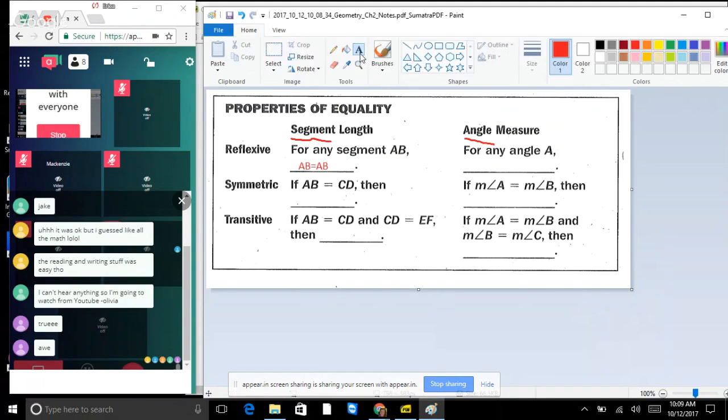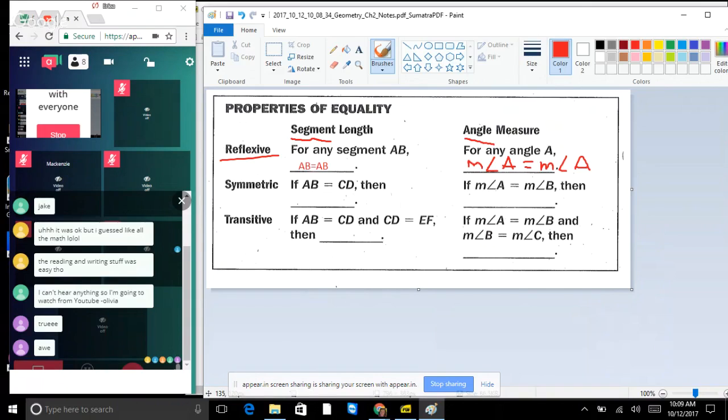And when you have an angle, for any angle A, the measure of angle A equals the measure of angle A. This reflexive property basically says that, if you think of the word reflect, they're equal to each other. If you have AB, it's equal to AB. If you have an angle A, it's equal to angle A. That's a pretty basic one, and we don't actually use that one a whole lot, but we start out with that. And then we have the symmetric property.